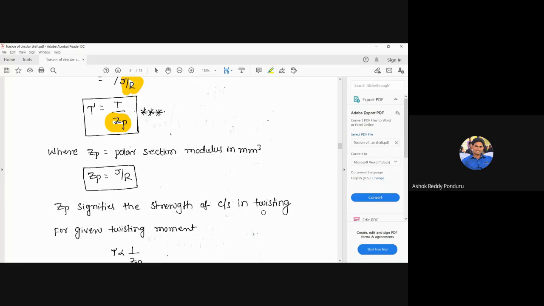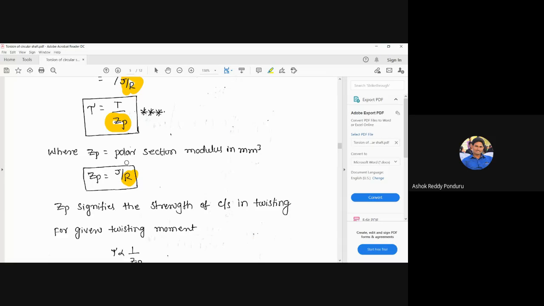But one thing you remember, this is a very important thing here. We can't compare the ZP value across different cross sections. We can compare only circular cross sections, because R is only valid for circular cross sections, where R is equal to the radius. That means the torsion equation is also valid for circular shafts, either solid circular or hollow circular. It is valid for circular shafts only.